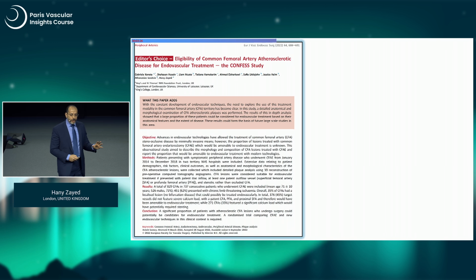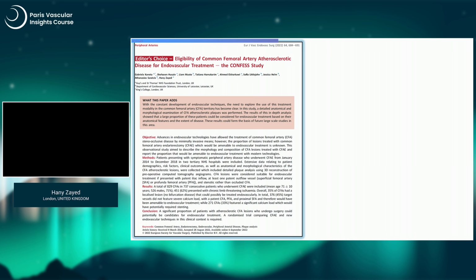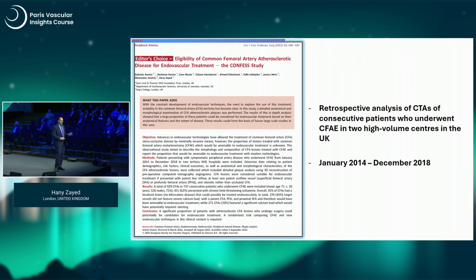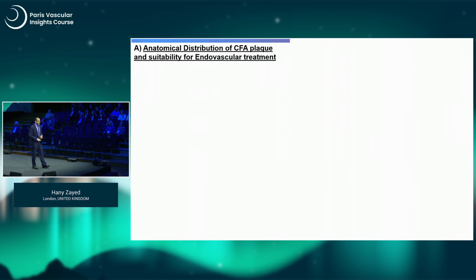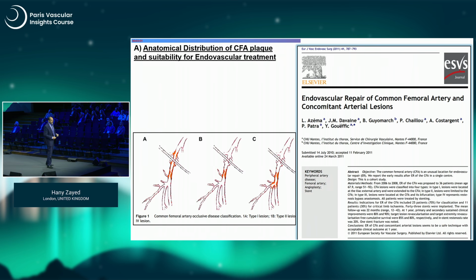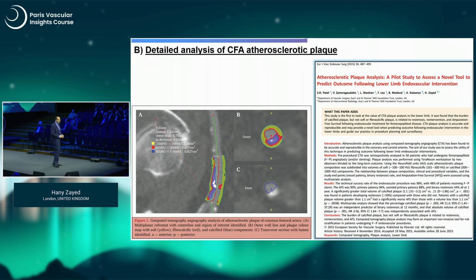To start with the first question, how many of our patients are suitable for both? A couple of years ago, we looked at our femoral endarterectomy patients retrospectively in two main centers in the UK over a 4-year period. We wanted to look at the anatomical distribution of the disease: how many of them would fall into focal disease, and how many present with disease extending to the bifurcation? We used the famous classification published previously by Jan and his group, the Azima classification, A, B, and C.